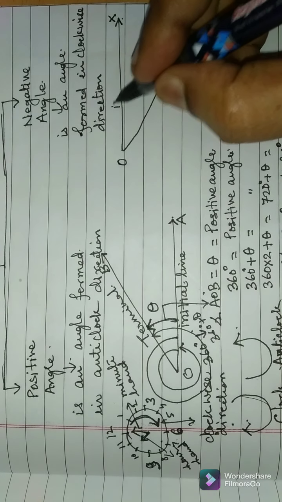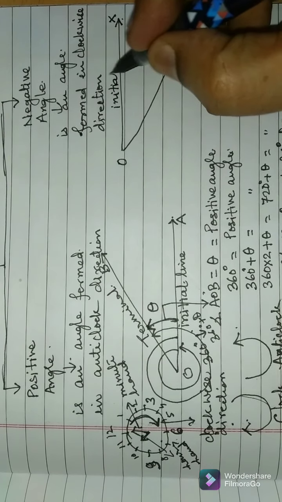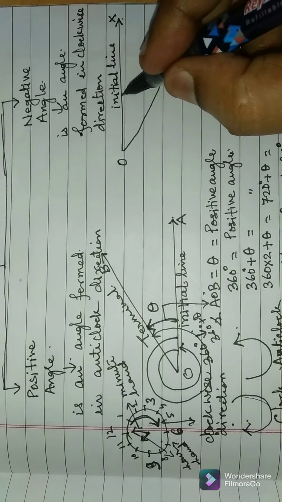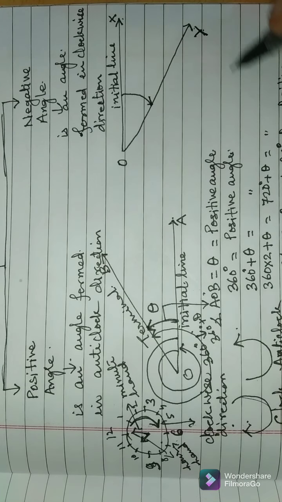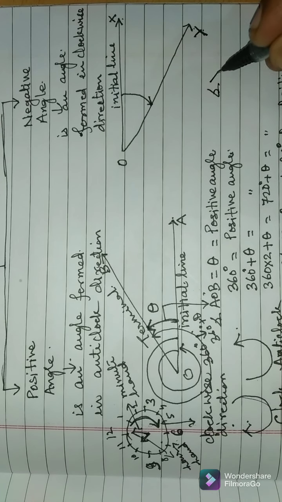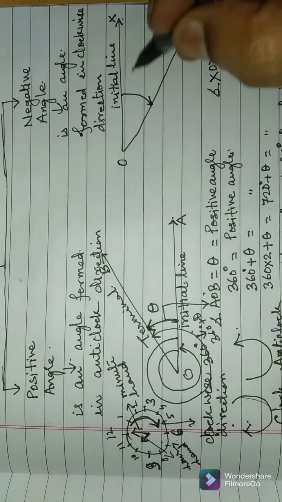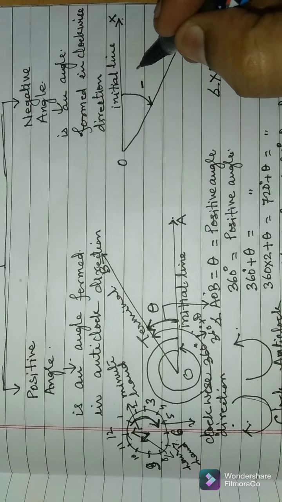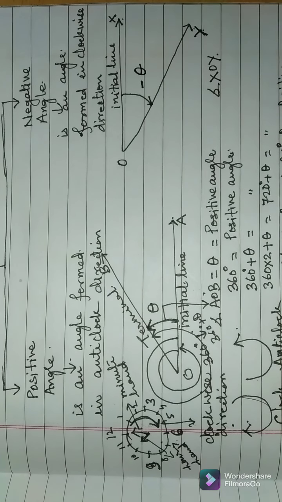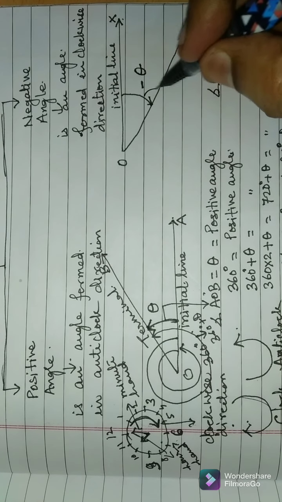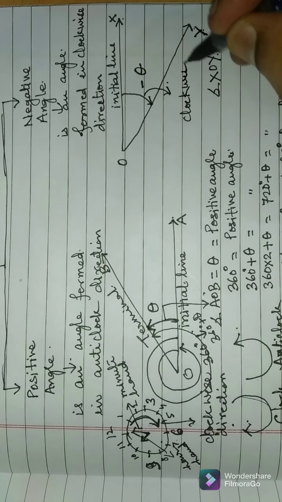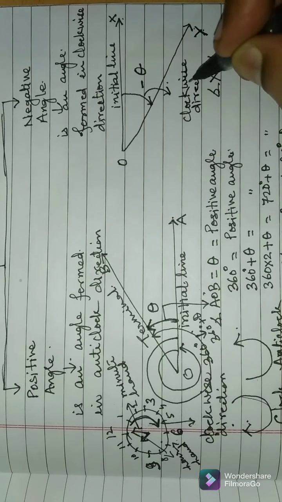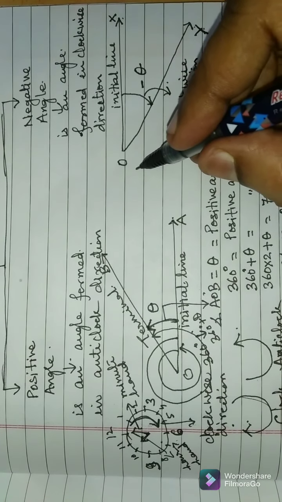Here the initial line is OX. After rotation, its new position is OY. So what angle is made? This is angle XOY. Suppose this angle is minus theta. Why have I written theta with a minus? Because the angle is formed in the clockwise direction.